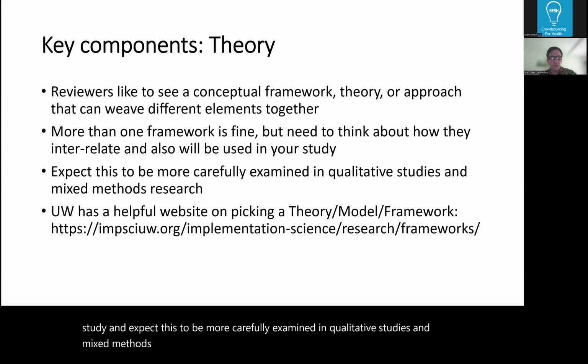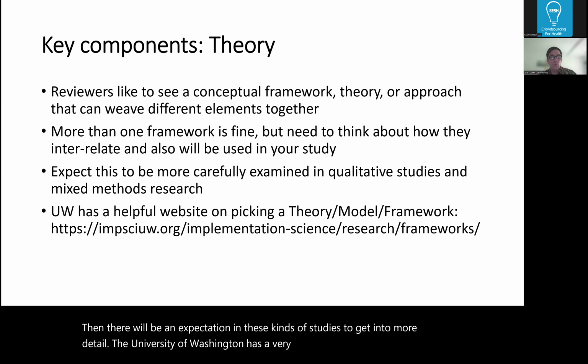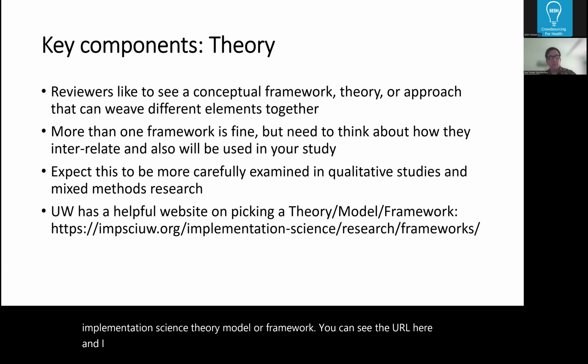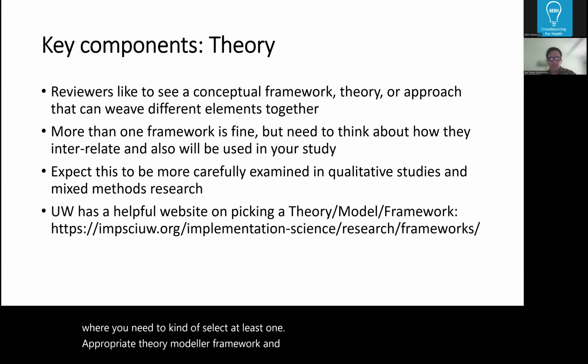So if you're going to use theory, there will be an expectation in these kinds of studies to get into more detail. The University of Washington has a very helpful website on picking an implementation science theory, model, or framework. You can see the URL here. For dissemination and implementation studies, this is often a place where you need to select at least one appropriate theory, model, or framework, and then go deeper.